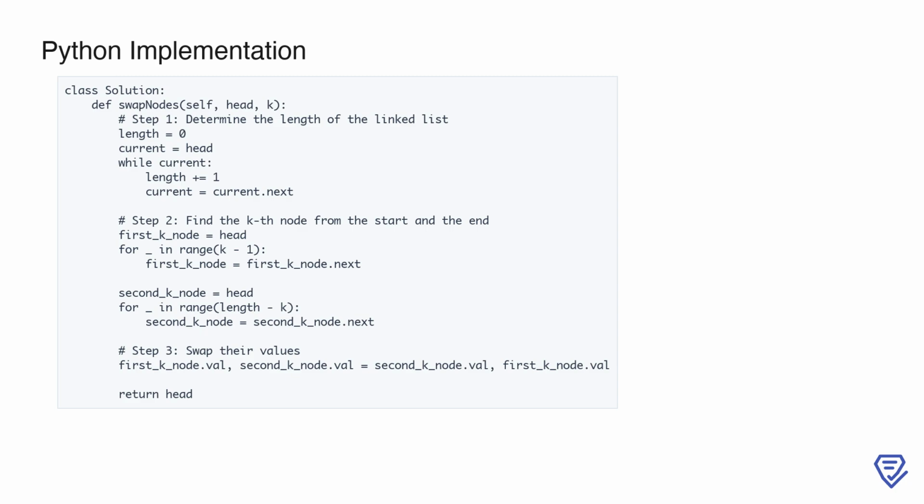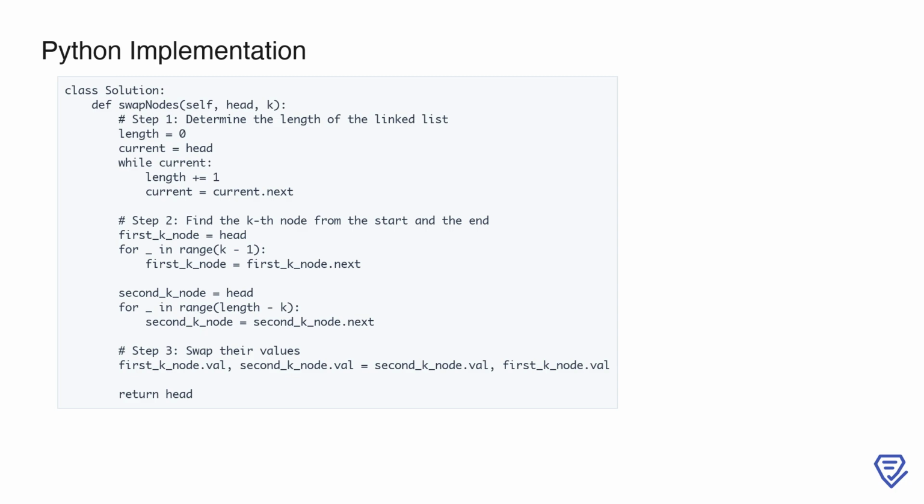Step 2. Find the kth node from the start and the end. To locate the kth node from the start, we initialize first_k_node to head and move it forward k-1 steps using a loop. This ensures that first_k_node points to the desired node. Similarly, to find the kth node from the end, we initialize second_k_node to head and move it length-k steps forward. This calculation works because the kth node from the end is equivalent to the length-k+1 node from the start.